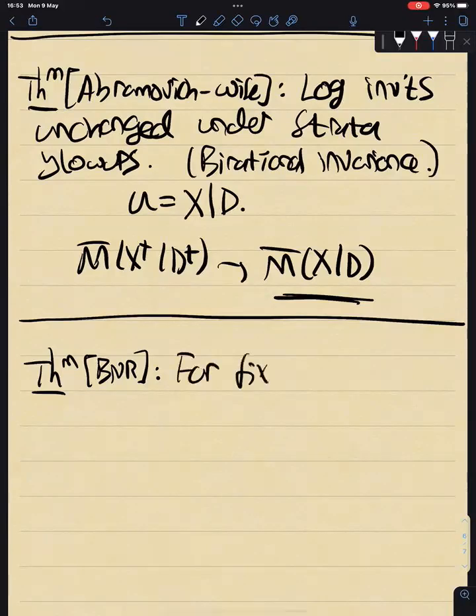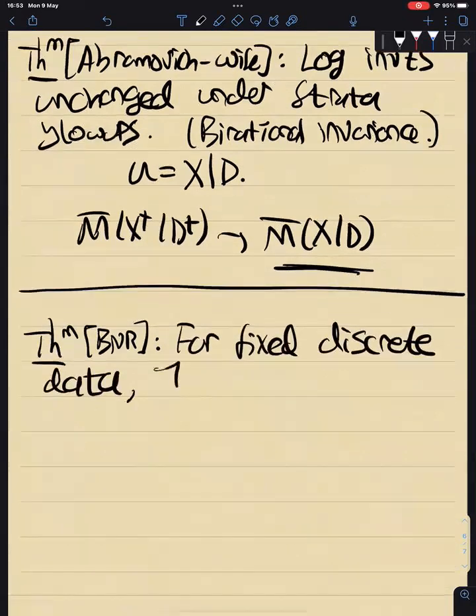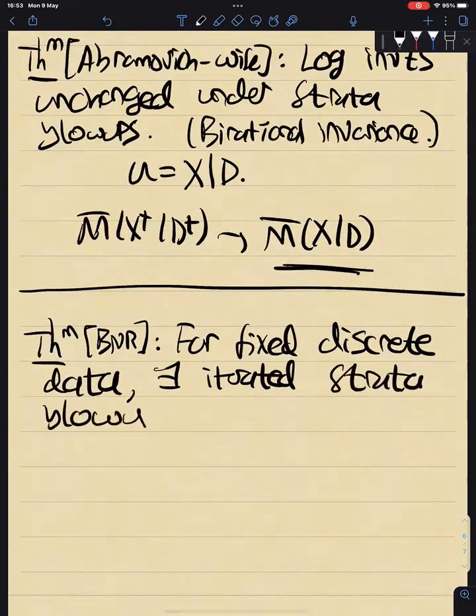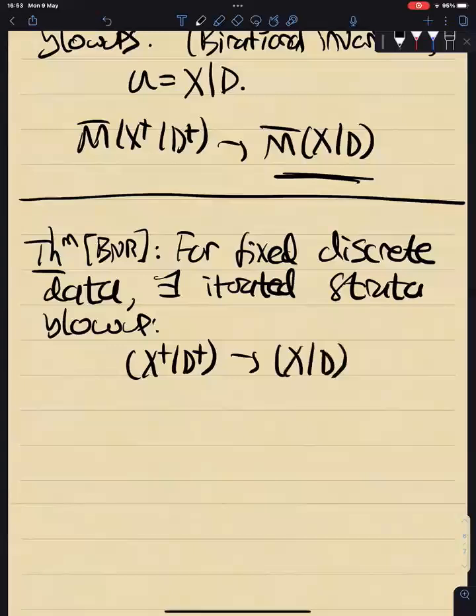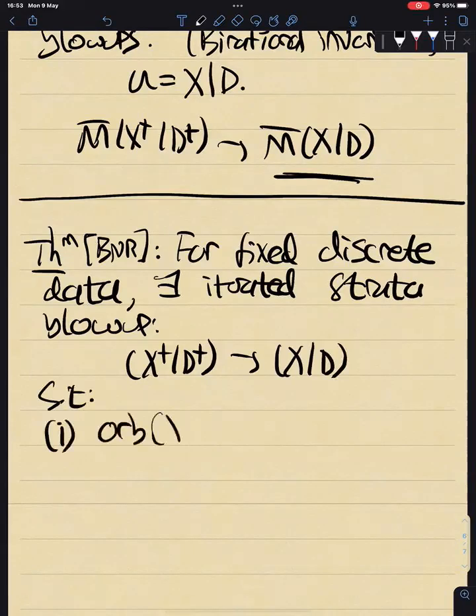Let me just write it down. If we fix our discrete data, then what we get is an iterated strata blowup, which we can describe fairly explicitly in terms of tropicalizations, satisfying two conditions. Firstly, if I look at the orbifold theory of this blowup, the orbifold theory of (X†, D†) will be different from the orbifold theory of (X, D). So it will change as I've done this blowup.